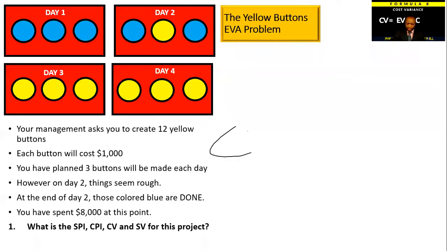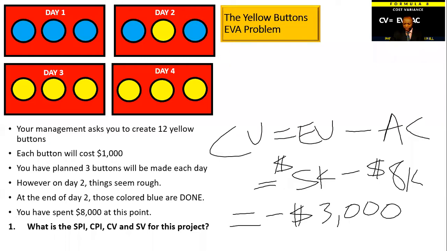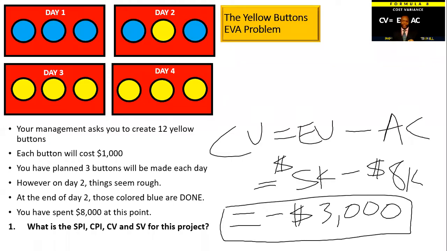So here, cost variance is earned value minus actual cost, and that gives us the $5,000, don't forget your dollar sign, minus the $8,000, and this is going to leave us with a miserable $3,000 in the red, minus $3,000. What does that mean? That means you are over budget.